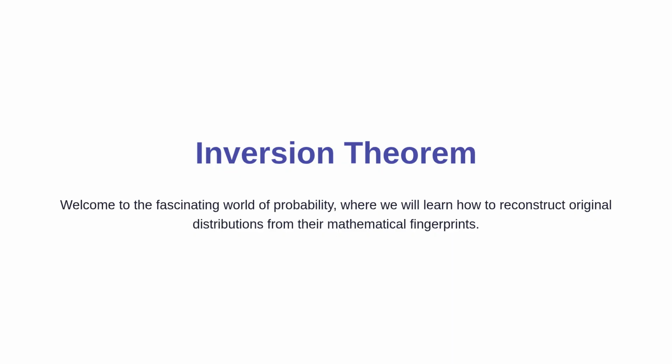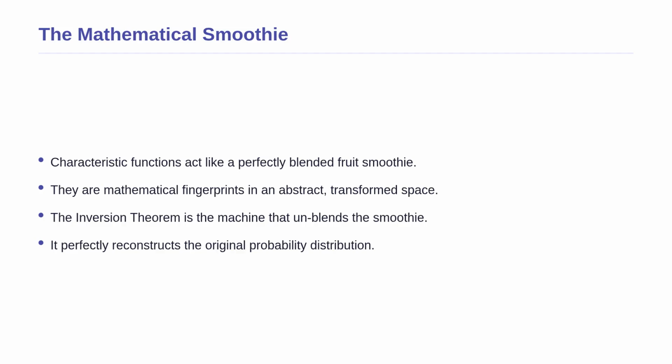We will build this from the ground up, so even if you are completely new to this, you will understand exactly how and why it works. To start, let us imagine you have a complex, perfectly blended fruit smoothie. Once those fruits are blended, they lose their original shape, making it seem impossible to separate the strawberries from the bananas. In probability, a characteristic function is exactly like that blended smoothie.